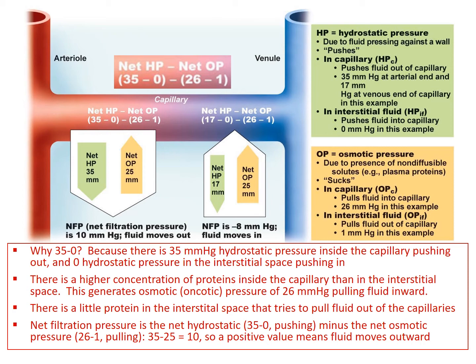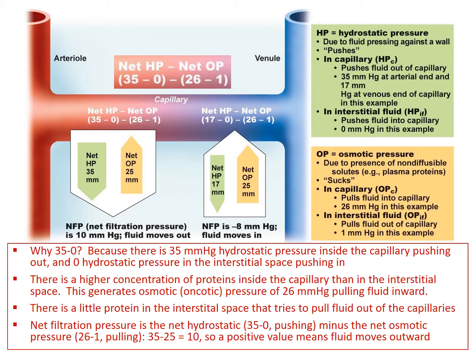When we talk about osmotic pressure, there are a lot of plasma proteins in the capillary that have not been pushed out along with other solutes. So they're going to exert an osmotic pressure of about 26 millibars. Because very few proteins have left the capillary, there are very few proteins in the interstitial space. There are a few, so they're going to exert an osmotic pressure of 1 millibar.